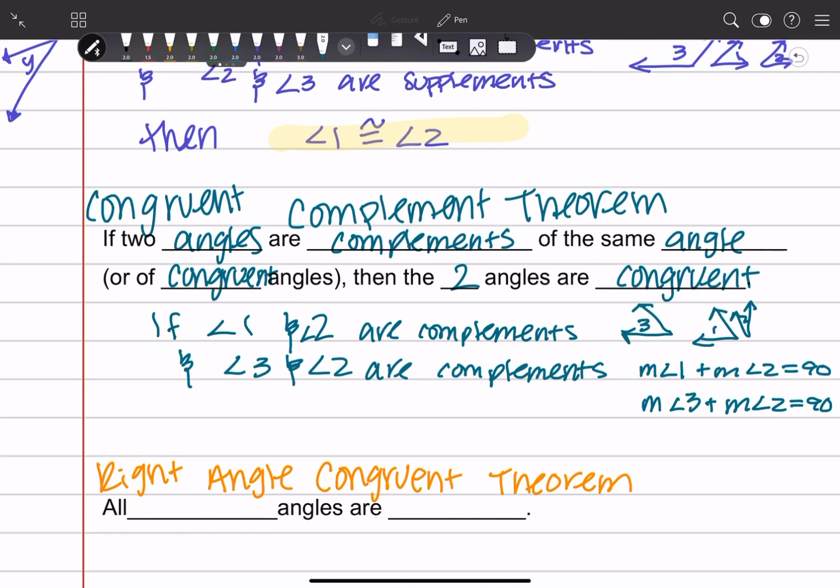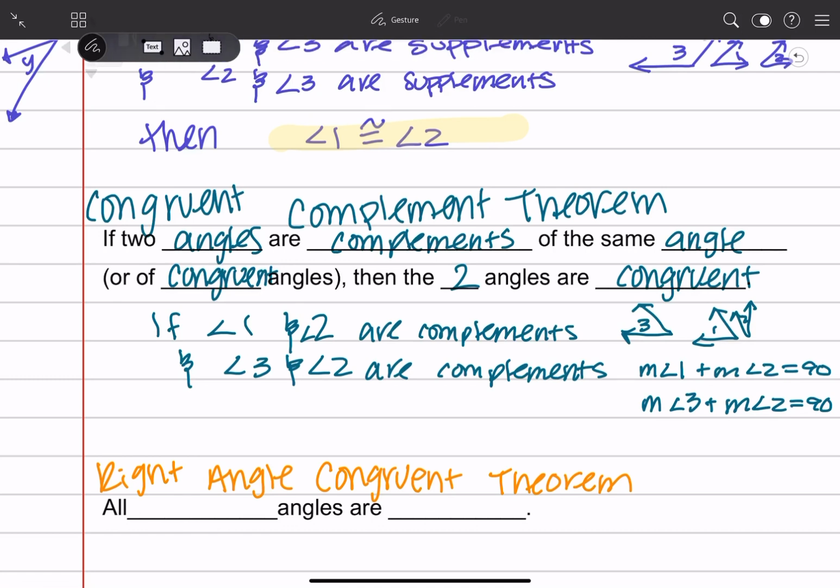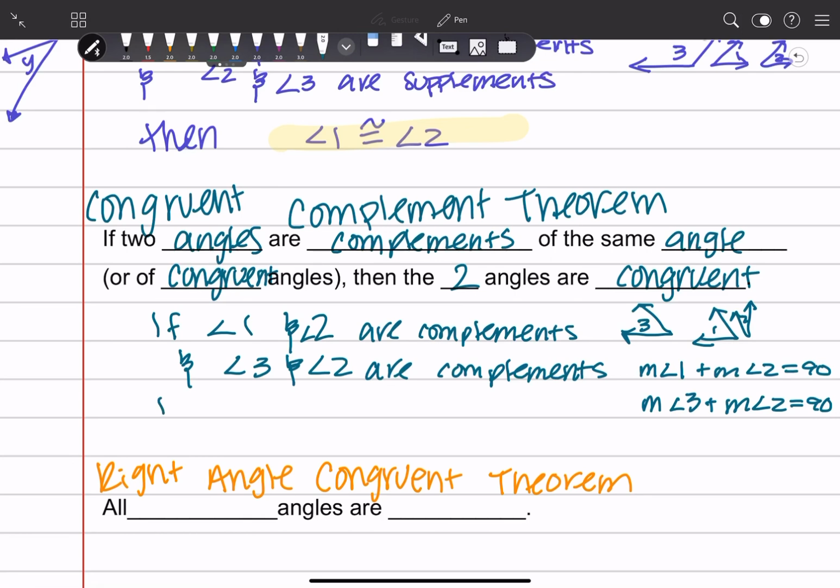Well, you'll notice that if you get rid of the measure of angle 2 here, right? 90 minus whatever the measure of angle 2 is going to be the exact same whether you're solving the measure of angle 1 and the measure of angle 3 if it's the exact same angle, which means that angle 1 is going to be congruent to angle 3.